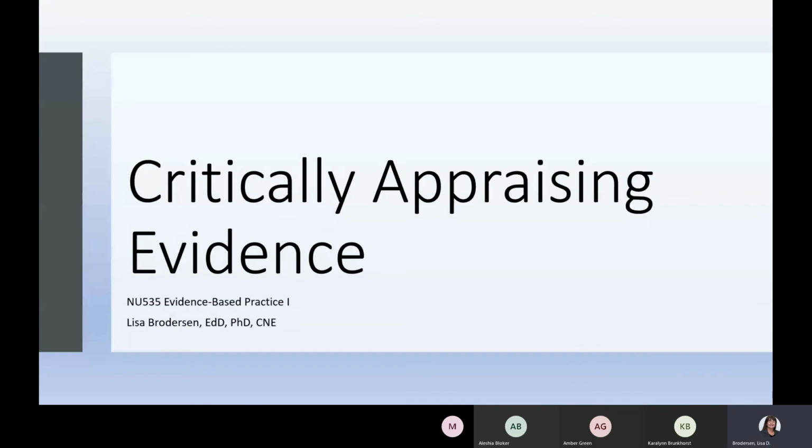Okay, so we're moving forward in the process of evidence-based practice to appraising the evidence, and you found out through the reading that you have to do that. It's a necessary step to being able to synthesize the evidence, which is the necessary step before you're able to use that evidence in practice.